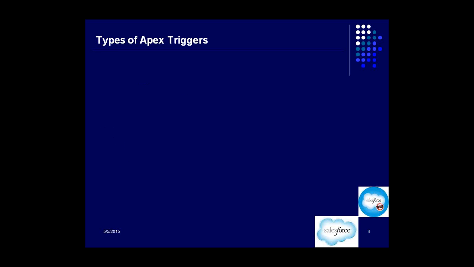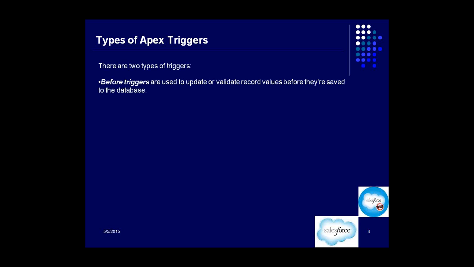Now, what are the different types of Apex triggers? There are two types of Apex triggers. Before triggers are used to update or validate record values before they are saved to the database. So a before trigger is something which executes before data is created or updated. It validates the data. I can put some condition to be checked, some code to get executed, some criteria to be checked before the record is actually inserted into the database. And if it does not meet certain criteria, then I can just throw an error. So that's a before trigger.